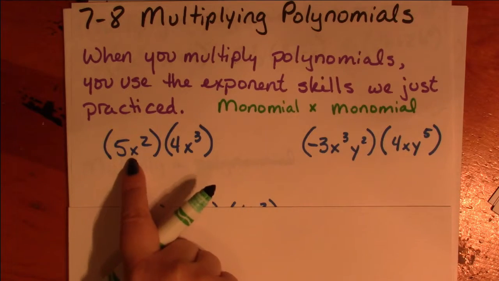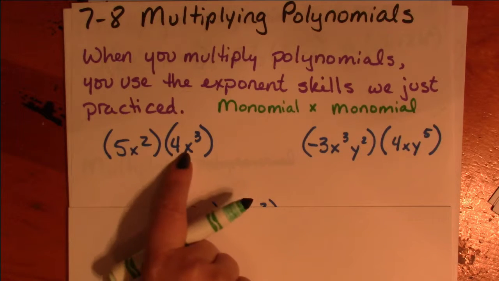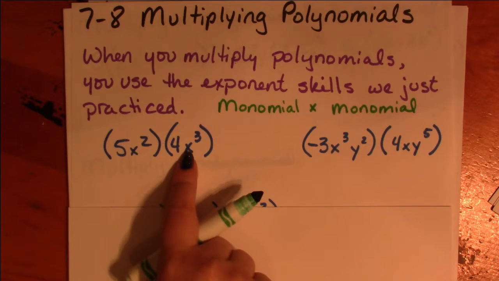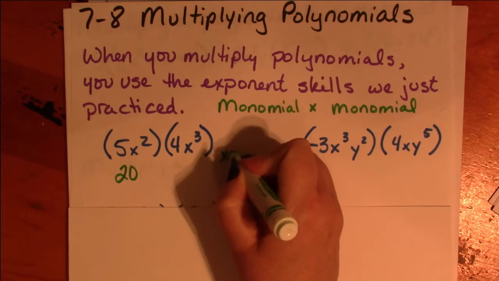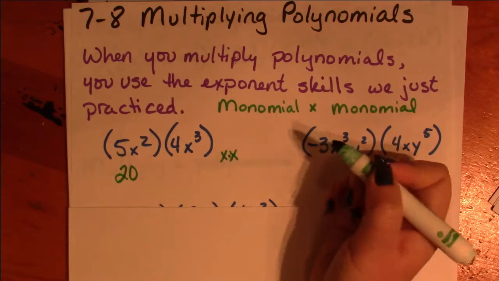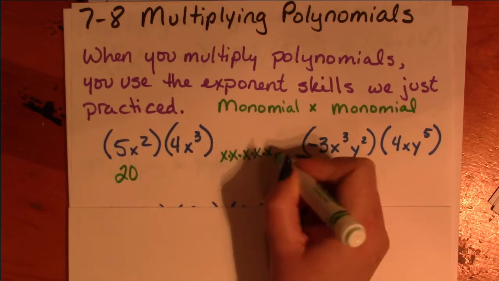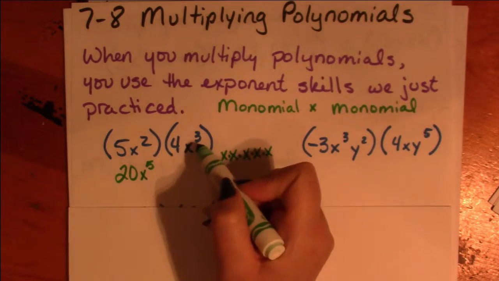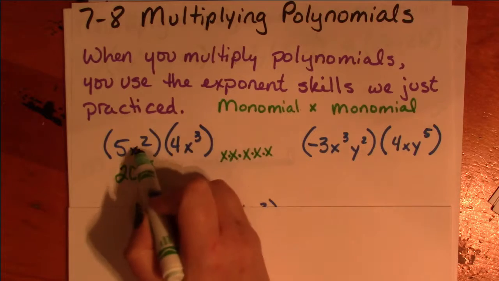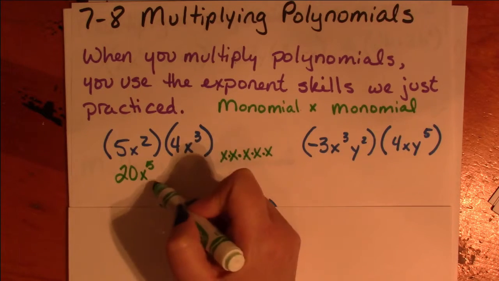If we're going to multiply 5x squared times 4x cubed, we're going to multiply the numbers together, and then we're going to total up the number of the variables that are present. So 5 times 4 is 20, and x squared, which is x times x, times x cubed, which is x times x times x, gives us x to the fifth. So when we multiply monomials or polynomials and you've got the same base, you're going to add the exponents.